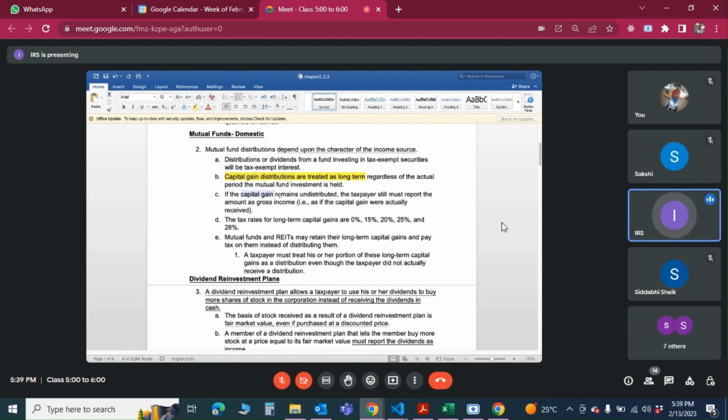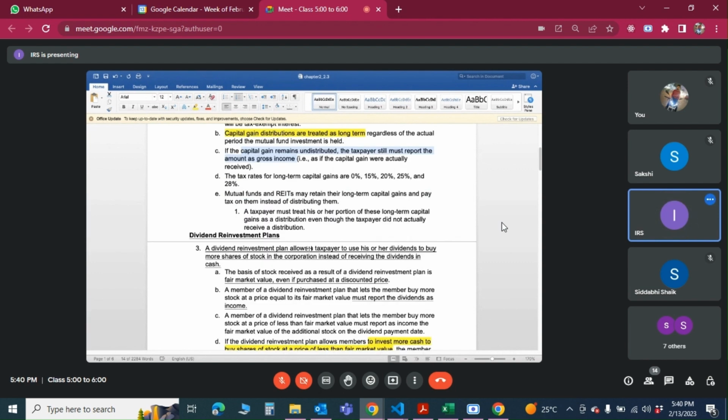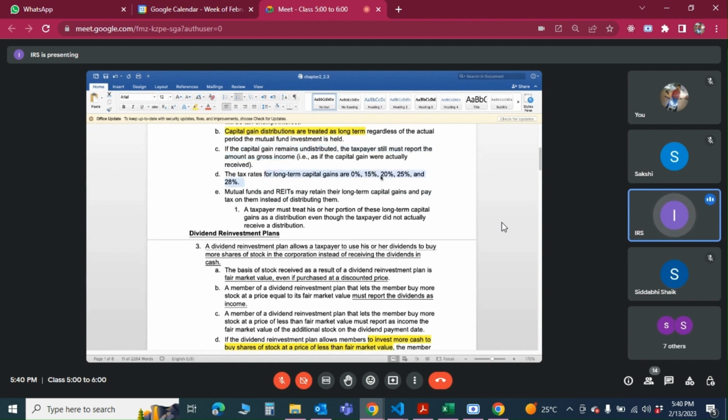If the capital gain remains undistributed, the taxpayer still has to report it. It doesn't matter whether you have actually received it or not, as long as the income is earned, because not necessarily will people take out their money. They will just leave it in the brokerage account, or they would reinvest it. Or it would just sit there undistributed, but the statement would show that this is what you have earned. The tax can be anything from 0, and there could even be a situation when you're actually not paying anything when the income is very, very low, and it can go as high as 28%.